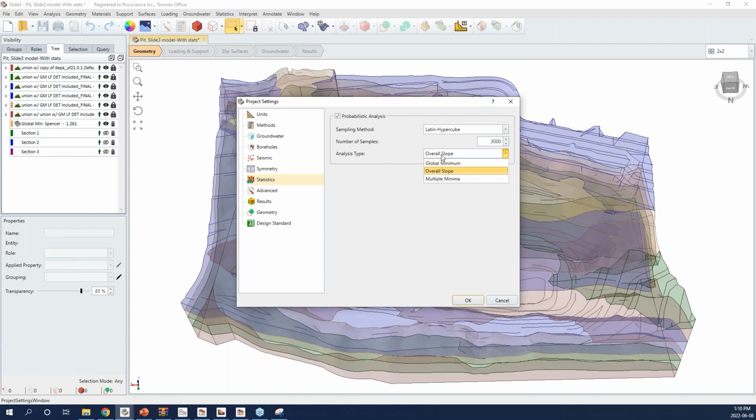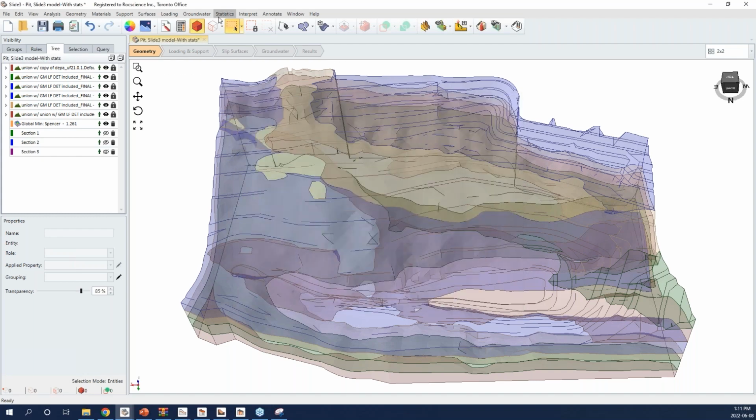Multiple minima is in between. In the first deterministic analysis, you find, let's say, 800 surfaces. You keep them, and then when you sample in different simulations, for every one of the 800 surfaces, you calculate the factor of safety, which is faster than the overall slope, and the results, depending on the model, can be as accurate as the overall slope option. So for this model, we use overall slope.